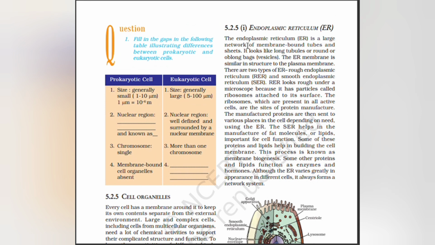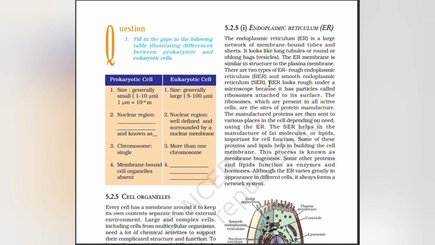Endoplasmic reticulum. Endoplasmic reticulum is a large network of membrane-bound tubes and sheets. It looks like long tubules or round or oblong bags, meaning vesicles. ER membrane is similar to the structure of the plasma membrane. There are two types of ER, rough endoplasmic reticulum, RER, and smooth endoplasmic reticulum, SER.